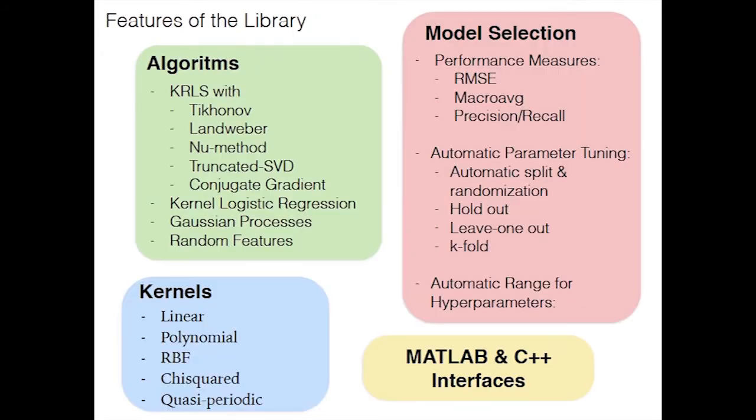The parameters range from algorithms, kernels, model selection, parameters. So you can choose between a lot of variants of kernel regularized least squares, kernel logistic regression, Gaussian processes, random features. You can choose a lot of kernels, and the most important model selection techniques that are well tuned for the given algorithm and kernels.